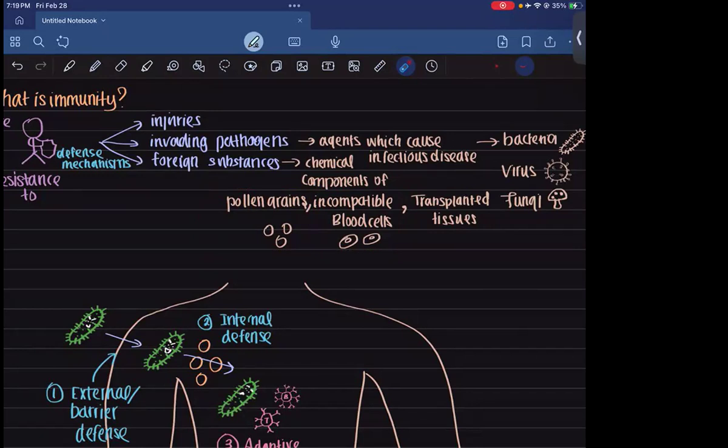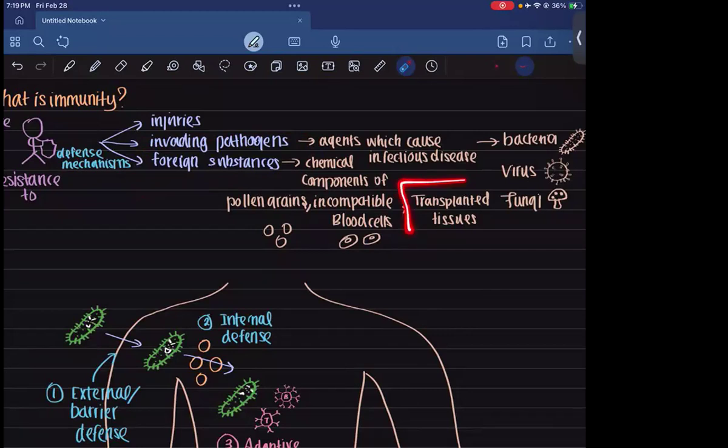What will happen if an incompatible blood cell comes into your body? It will create an immune response, and those blood cells will be agglutinated. You might have learned that in the circulatory system. Those incompatible blood cells trigger an immune response, so that is also considered a foreign substance. You don't have that blood cell inside your body, so another blood cell is going to be a foreign substance during blood transfusion.